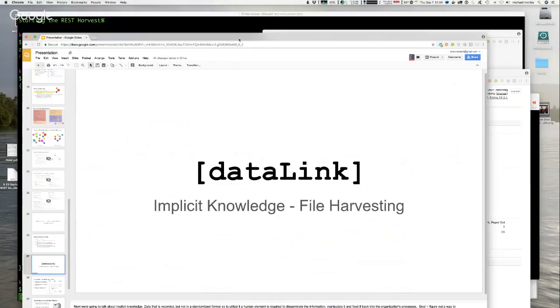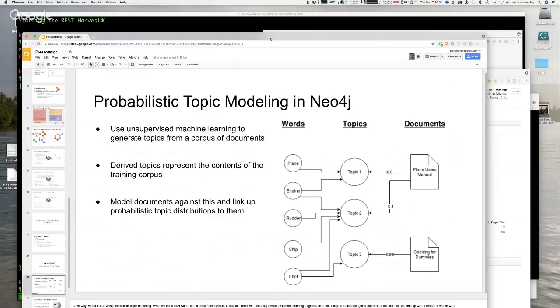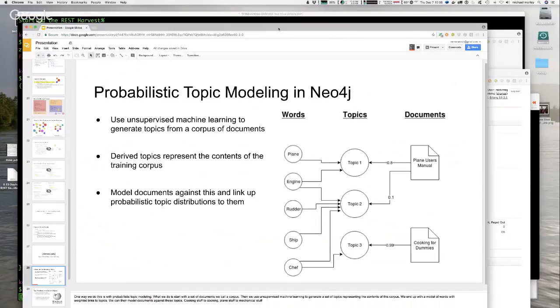So we use probabilistic topic modeling to generate topic models that we can classify new documents against. The way that works is we start with a set of documents called a corpus. That's just any set of documents, and we break it down, and then we use unsupervised machine learning to generate a list of topics that represent the contents of the training corpus. Once we have this model, which is a graph itself, we can take a new document, look at all of the words in it, and model it against the same corpus, and we get a probabilistic distribution of what topics it relates to. So in this example, you can see the first two topics have words related to planes and ships, and the plane user manual has a very good correlation with the first topic. And then the cooking for dummies has a good correlation with the topic that the chef links up to.